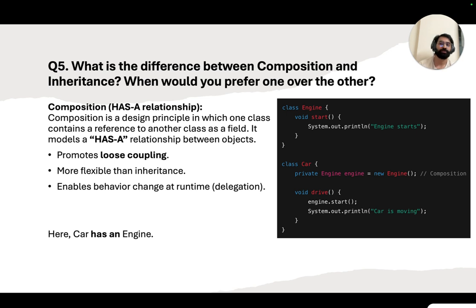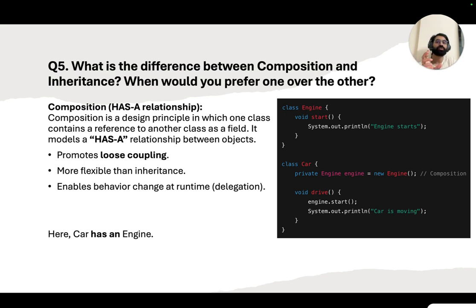Now let's see composition. Composition is a has-a relationship. Here there is an Engine class which has a start method, and we have a Car class where we create the object of the Engine class, and then we have a drive method where we call engine.start. So composition is a design principle where one class contains a reference to another class. Here the Car class has a reference to the Engine class, and with it we can call the methods of the Engine class. So it means a car has an engine.